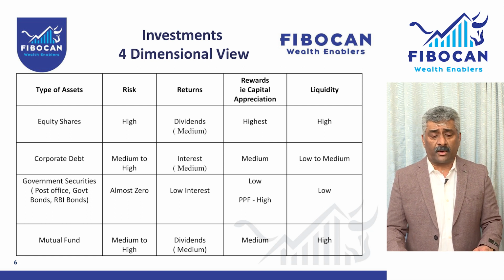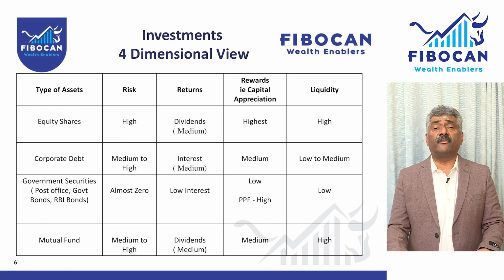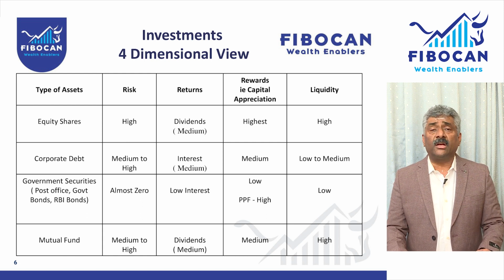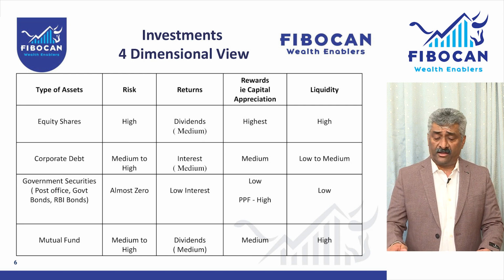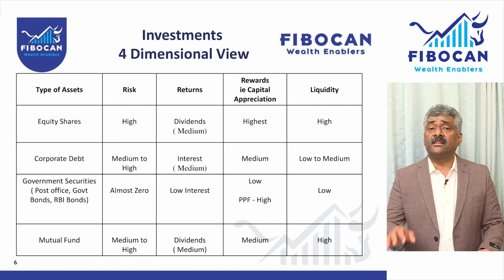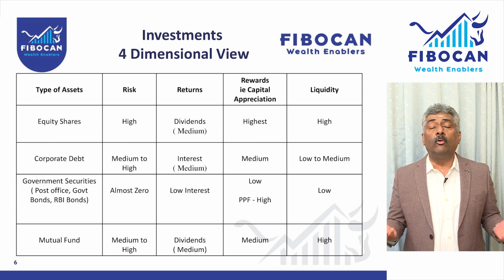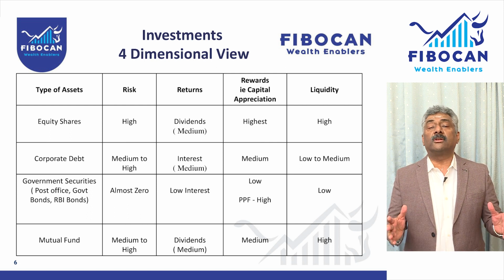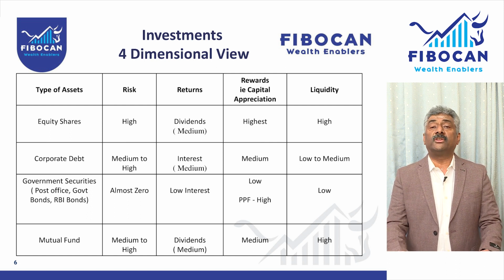I am just giving a few examples like post office, government bonds, RBI bonds, and PPF, to name a few. Risk almost zero. Why almost zero? If you see in banking, in the earlier slide, we told that the risk is low for a bank, but for government it is almost zero. Why almost zero? Because government cannot default. If you don't trust government, then whom will you trust? So, government bonds or government securities are absolutely safe, near zero. Hence, the risk is near zero, almost zero.